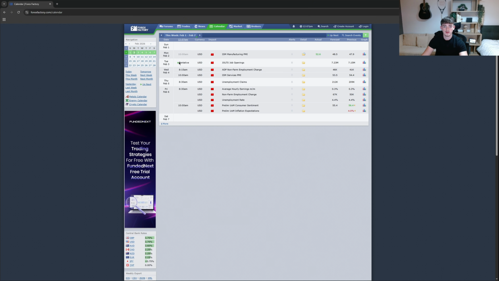Tentative means they're actually not sure if they're going to release it. And then on Wednesday at 8:15 we have non-farm employment change, and then ISM at 10 as well. And then at 8:30 we have unemployment claims, which is a big one. So you can see here we filtered all of these folders out to now see this week with just the red folders. So that is pretty much all you need to know when it comes to news.